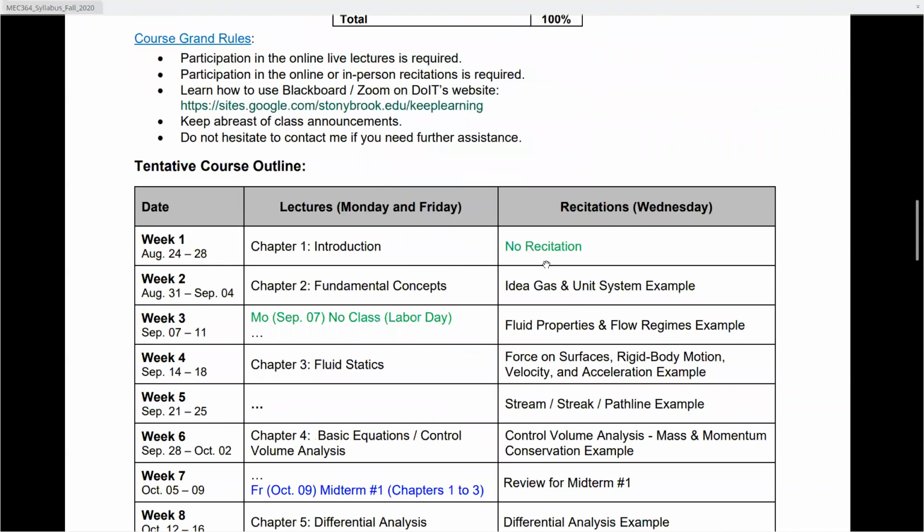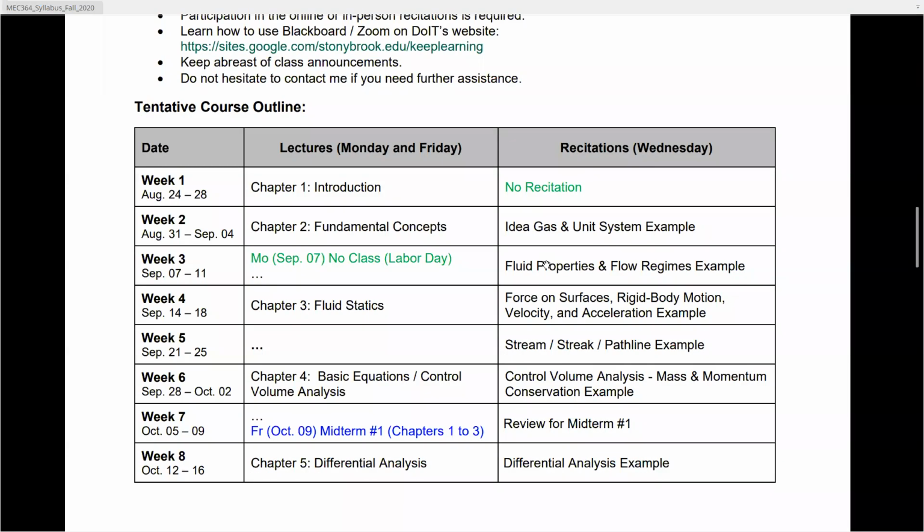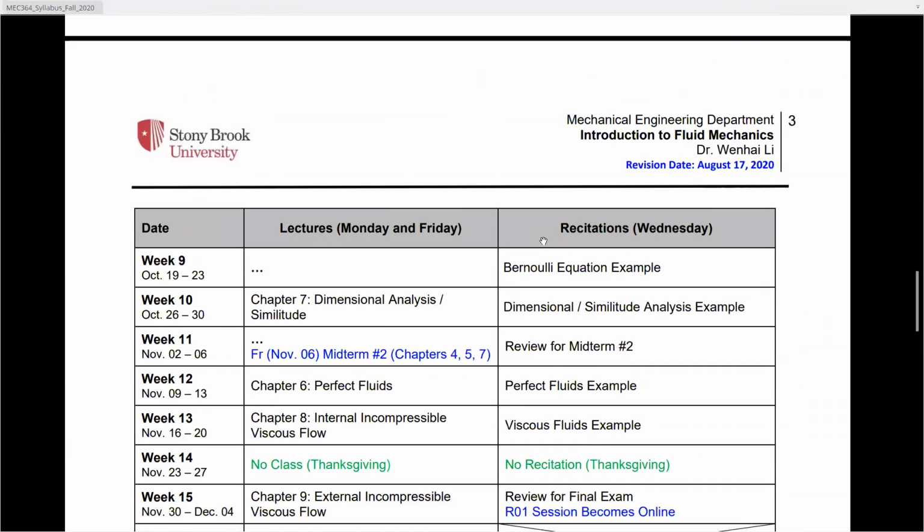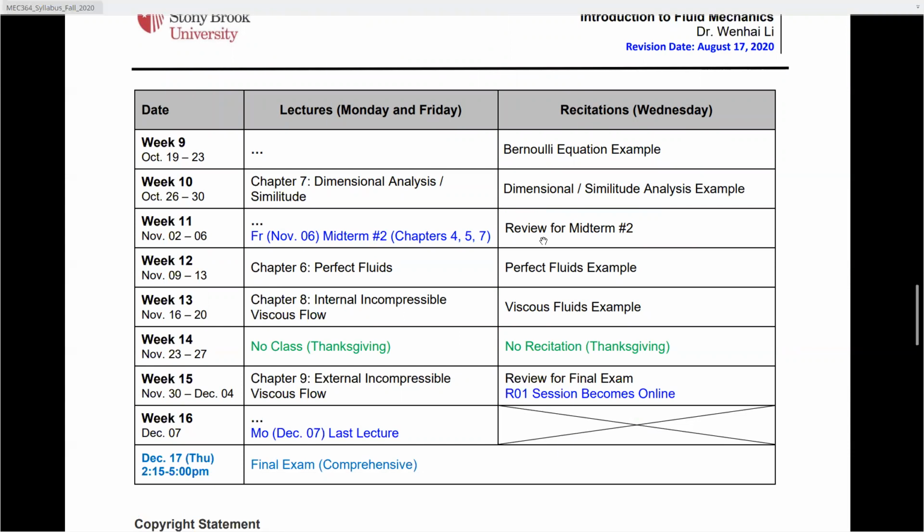On the syllabus, we also have a tentative course schedule, and the class will be separated into 3 parts. The first part is the introduction to fluid mechanics and also fluid statics, and this is the content for the first midterm. It is chapters 1 to 3 of the textbook. The second part is fluid kinematics, and it will be chapters 4, 5, and 7. The last part will be fluid dynamics, and it will be chapters 6, 8, and 9 of the textbook.